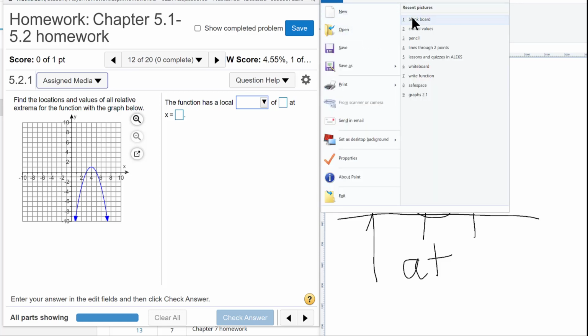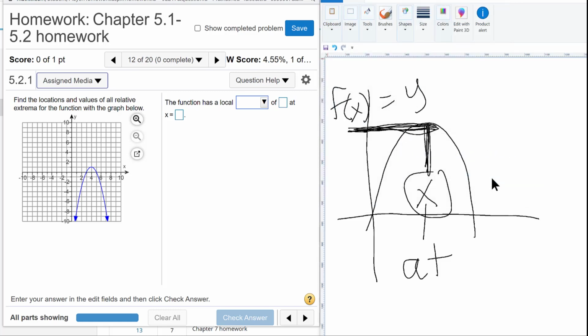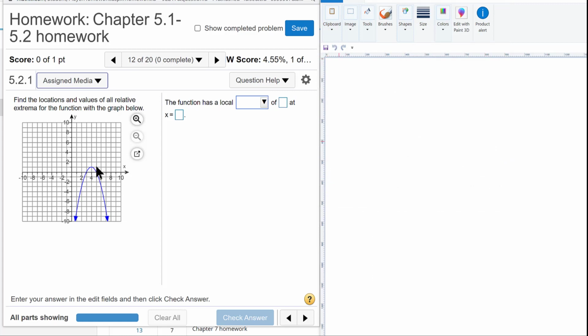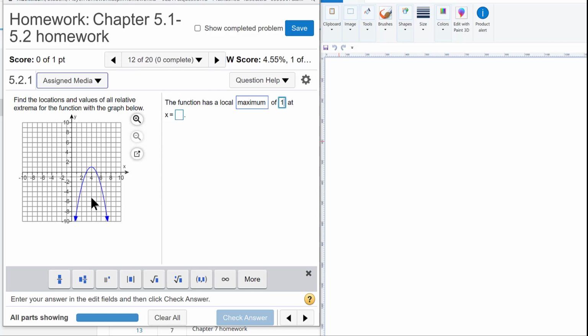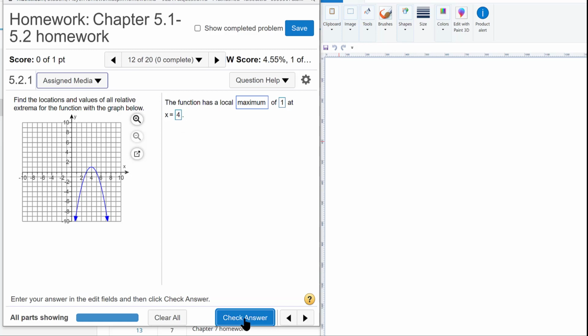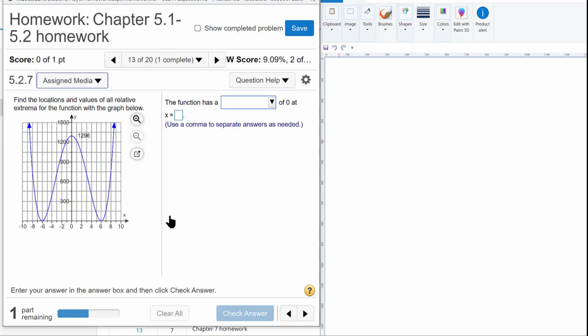So for this function, you can see that it has a local high point or maximum of, that's the y value, 1, at the point x equals 4. Here we see one that has multiple low points and a single high point. That's not the absolute because these arrows say it continues onward in the upward direction.